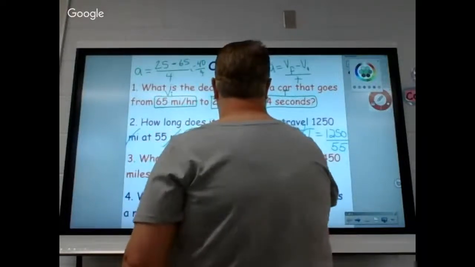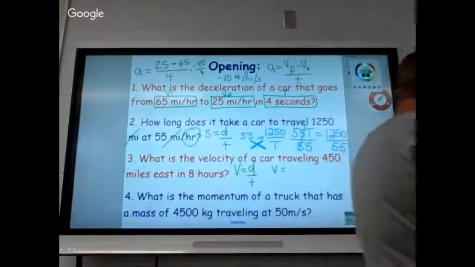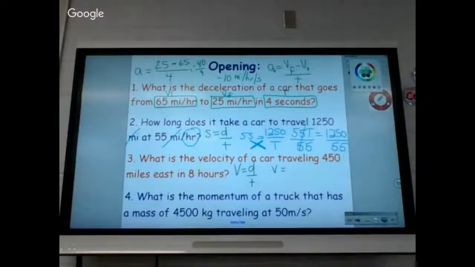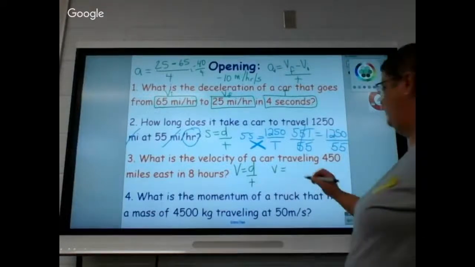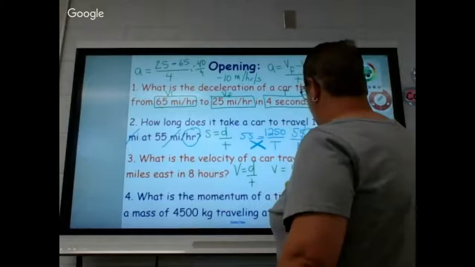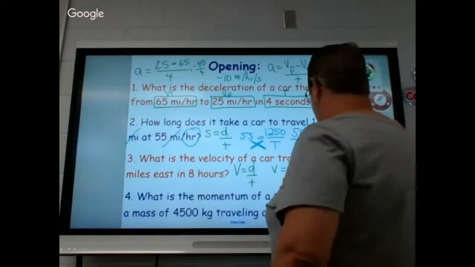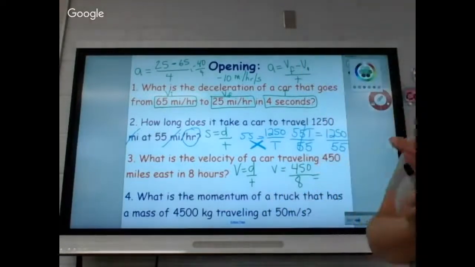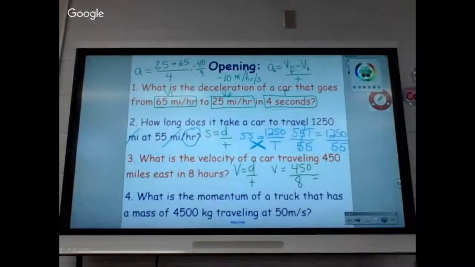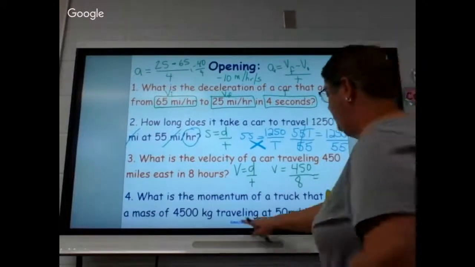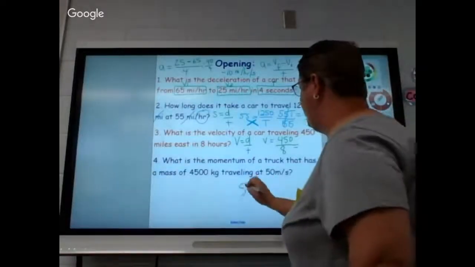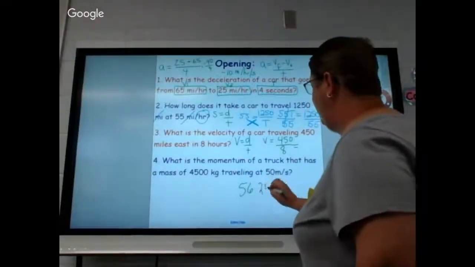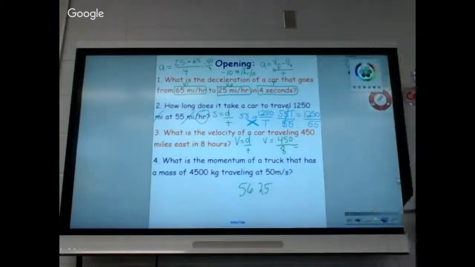So, I'm solving for velocity here. What's my distance, Nishan? All right, so 450. The time is 8 hours. Okay. So, 450 divided by 8 is what? 56. Okay, I'm going to stretch that out a little bit. 56.25 according to Maria. And what unit do I put on my answer? Miles per hour.